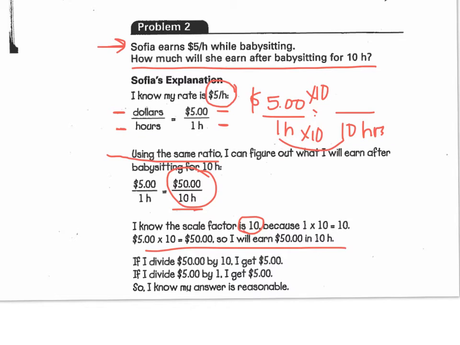So it's $50 in 10 hours. If I divide 50 by 10, I get $5. So that way I know my answer is reasonable. As a rate, I would write it as $50 for 10 hours.